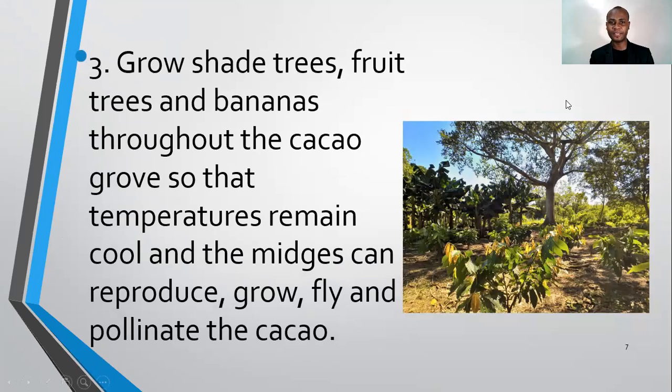Number 3, grow shade trees, fruit trees, and bananas throughout the cacao grove so that temperatures remain cool and the midges can reproduce, grow, fly, and pollinate the cacao. So if you are going to use monocrop only, you might have a problem with pollination.